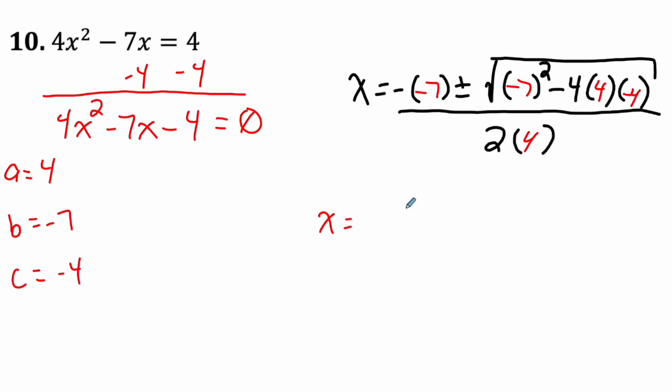So x equals, we have a positive 7 plus or minus square root. Let's see what we get underneath our square root here. And again, one more time, I just want to remind you, put that negative 7 in parentheses so you don't miss a negative in there and then end up with an incorrect answer. So you should end up with, I got 113 under here. All of this is over 8.